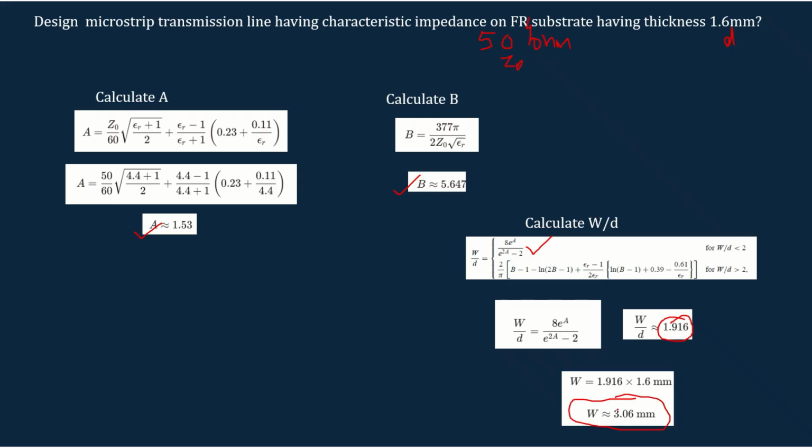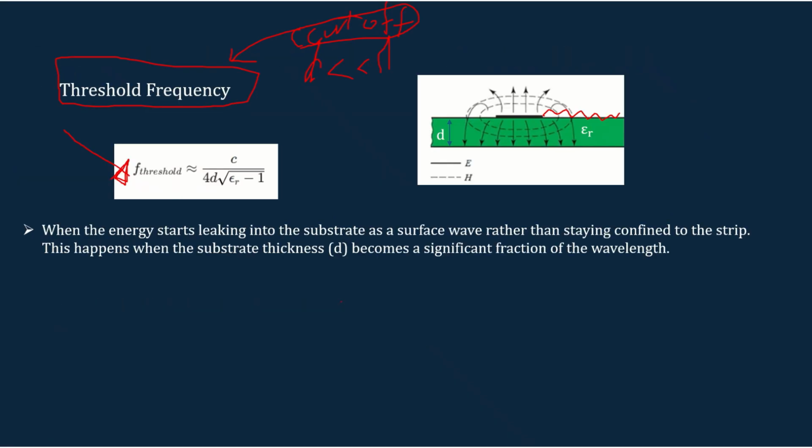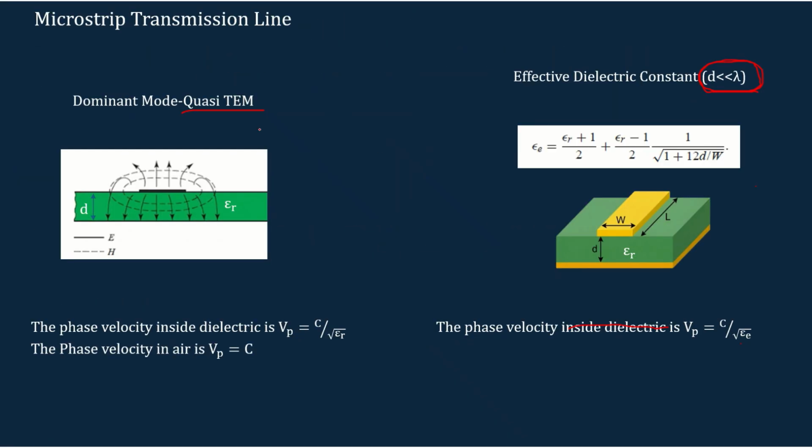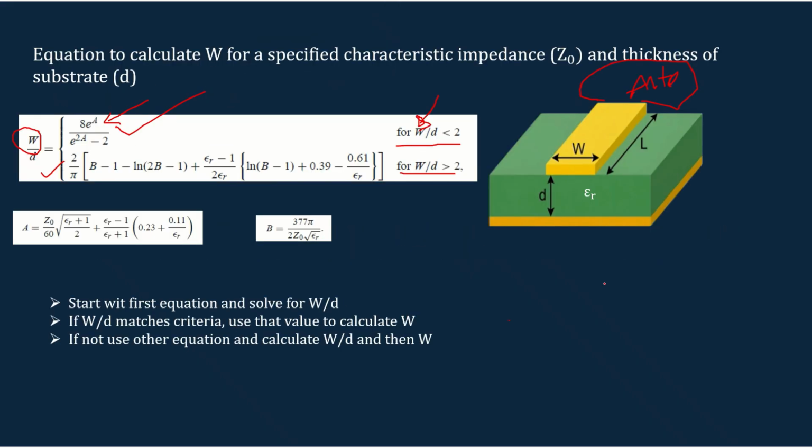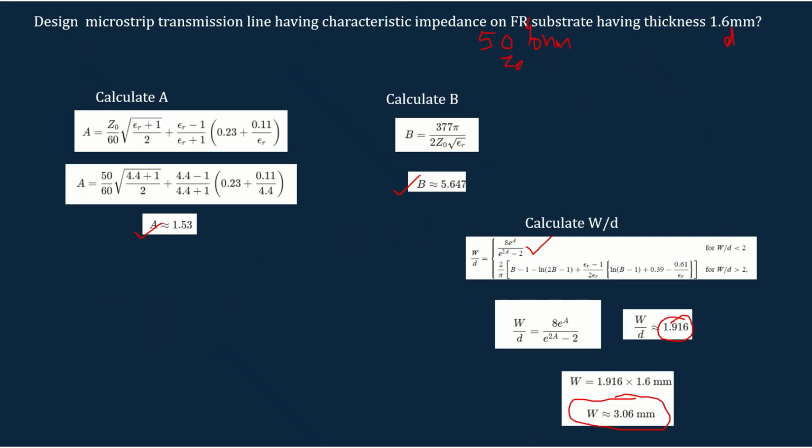So this is how we calculate the trace width when we know the characteristic impedance, the dielectric constant, thickness and permittivity. I hope you got some idea about what a transmission line is, what the mode of propagation in the transmission line is, what the main things are that we have to consider while designing the transmission line, and what the characteristic impedance and threshold frequency are, etc. Thank you.